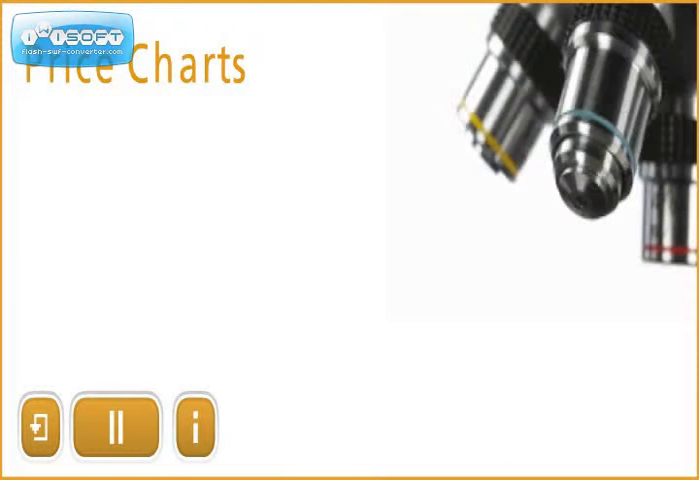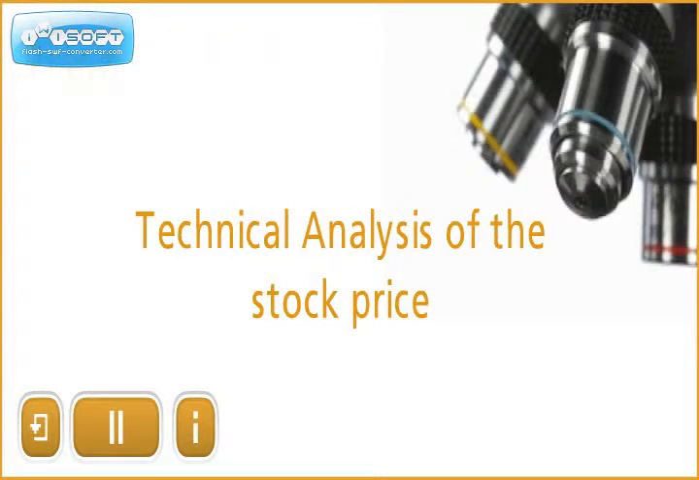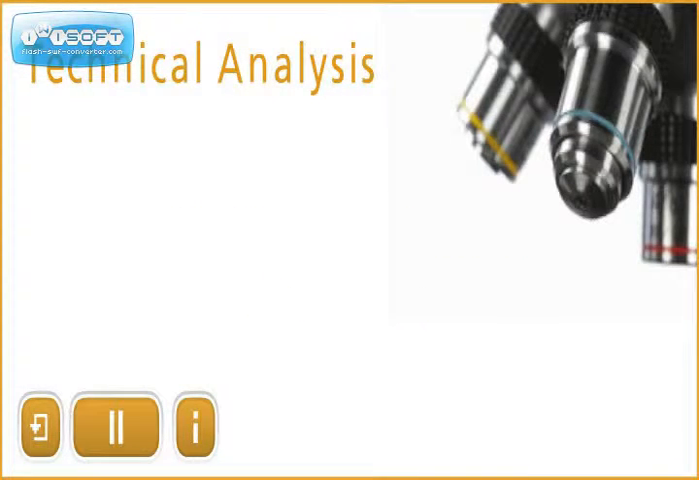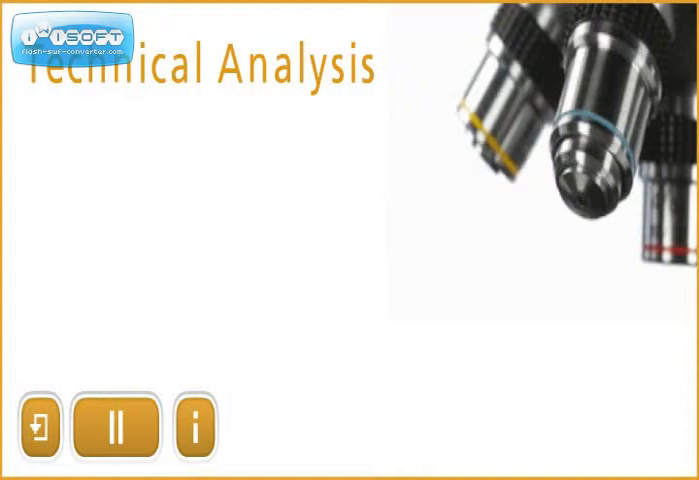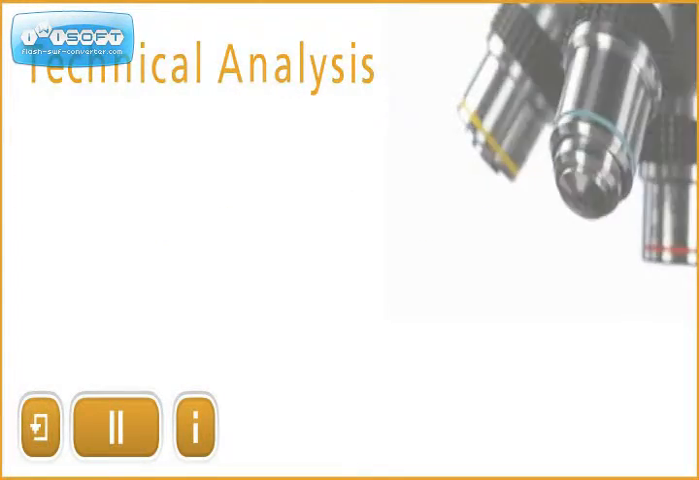This process is called conducting a technical analysis of the stock price. As you conduct your technical analysis, you are looking for trends to help you identify where prices may be going in the future, and for levels of support and resistance to help you identify where prices may stop and turn around in the future. Let's start with trends.